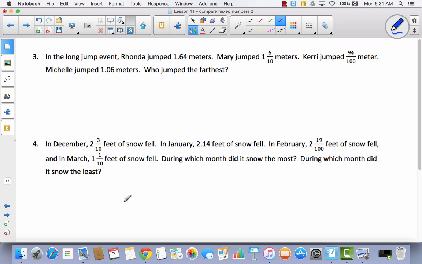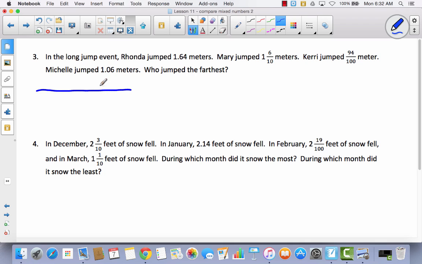In the long jump event, Rhonda jumped 1.64 meters. Mary jumped 1 and 6/10 meters. Carrie jumped 94 hundredths of a meter. And Michelle jumped 1.06 meters. Who jumped the farthest? So what could we draw to help us here? Well, I'm thinking we could draw a place value chart would be the easiest.